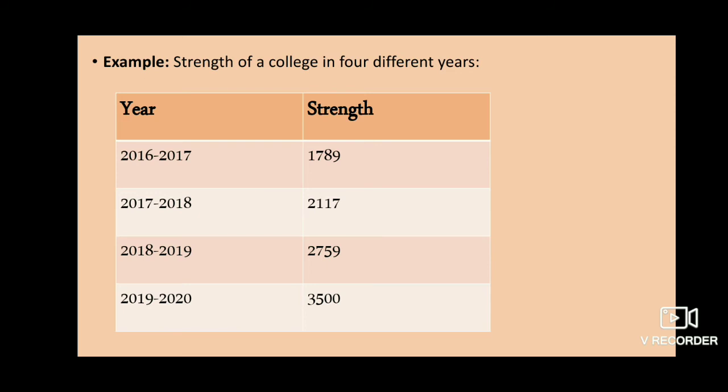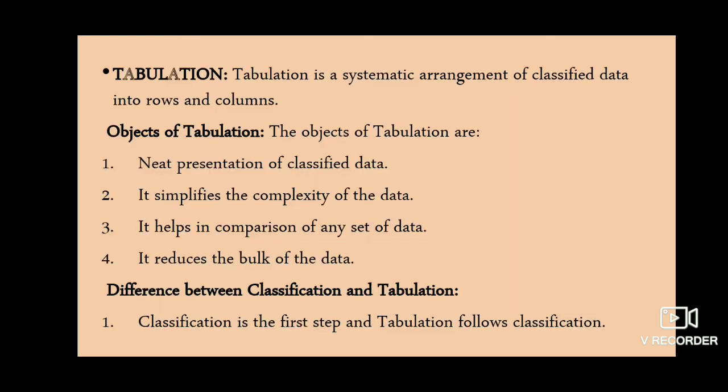Example, strength of a college in 4 different years. So in the first column you can see years are mentioned, and in the second column the strength of the students has been mentioned. So these type of data comes under chronological classification. So this is about classification.